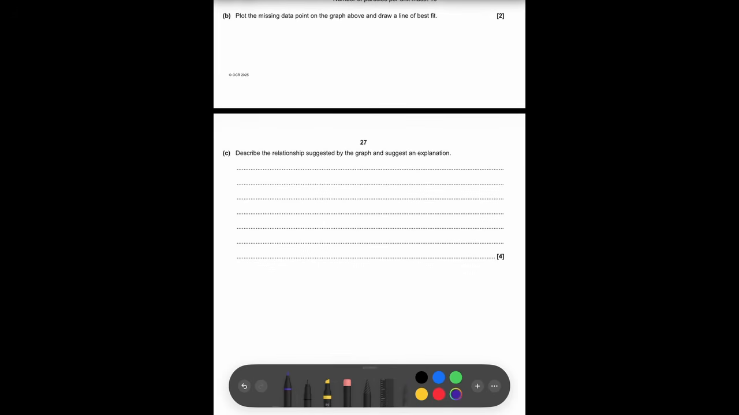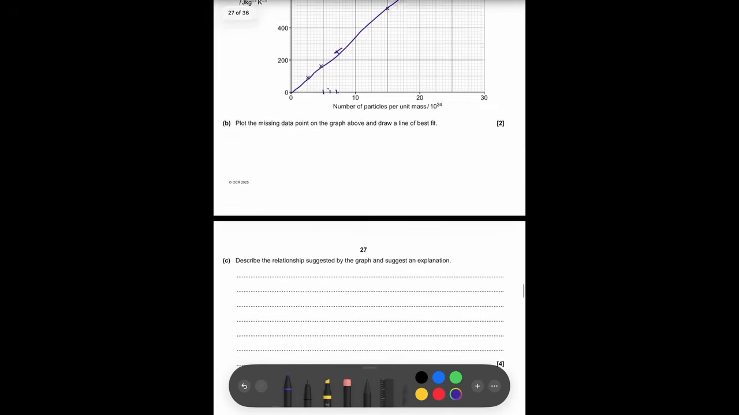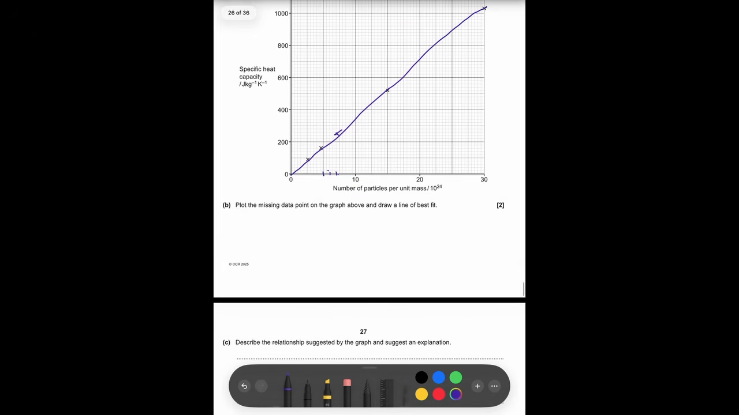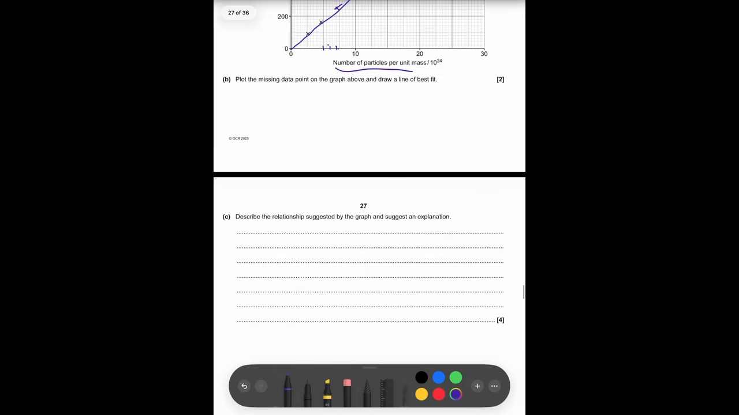Okay, so the first part of this question should be pretty easy because I've literally just drawn a straight line through the origin. So when it's a straight line through the origin, what do I know straight away? It's got to be that this is proportional to this. I'm not going to write it out in full because again I can't be bothered. But those two things are going to be proportional to each other. So the specific heat capacity has got to be proportional to the number of particles per unit mass. Write that out in full in the exam.